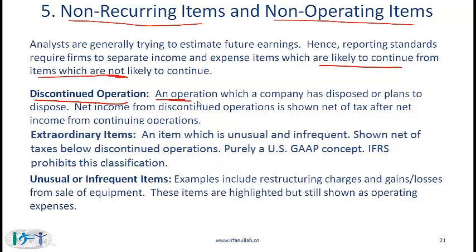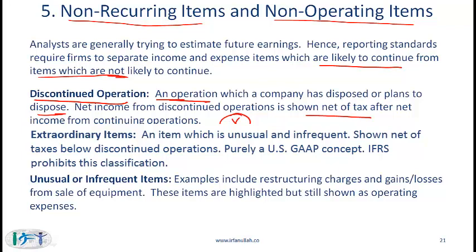This is essentially an operation which a company has disposed or plans to dispose. Net income from a discontinued operation is shown net of tax after net income from continuing operation. Let's say we have a company X with a certain operation that it plans to discontinue at the end of the year. Obviously, there will be a certain income or loss associated with that operation, and that income or loss will be part of the eventual net income.